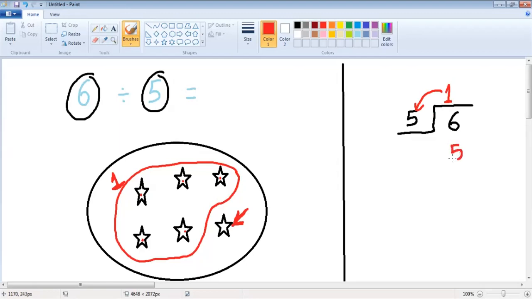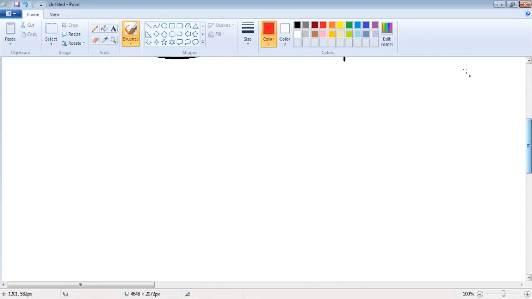5, right here. Then do subtraction. What is 6 minus 5? 1. Check here, is there any other digit to bring down after 6? No. So we have to write the answer there. It's 1, this one, and remainder 1. You understand it? Yeah.